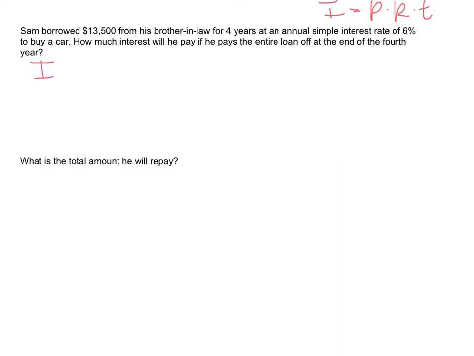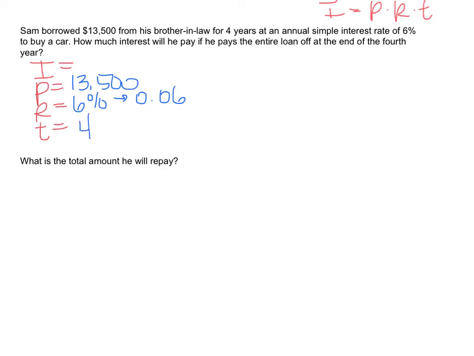So what you need to do is start by identifying your simple interest, your principal or the amount that you have, the total amount, your rate, and your time. So I know that my principal amount is $13,500. The rate is 6%, and we always want to put this as a decimal, so 6% as a decimal is 0.06. And I have this for 4 years. I don't know what the interest is, so that's what I'm solving for.